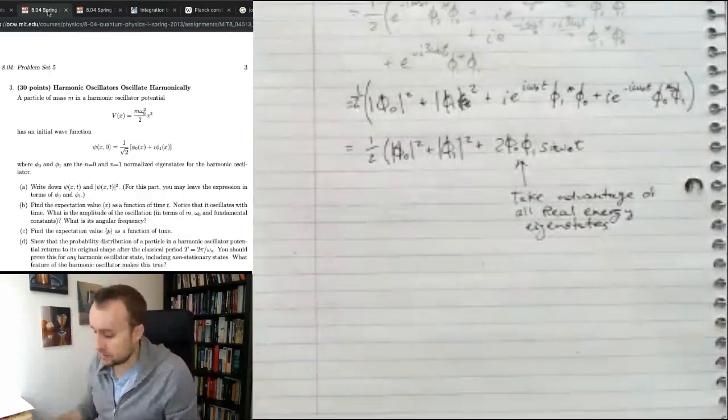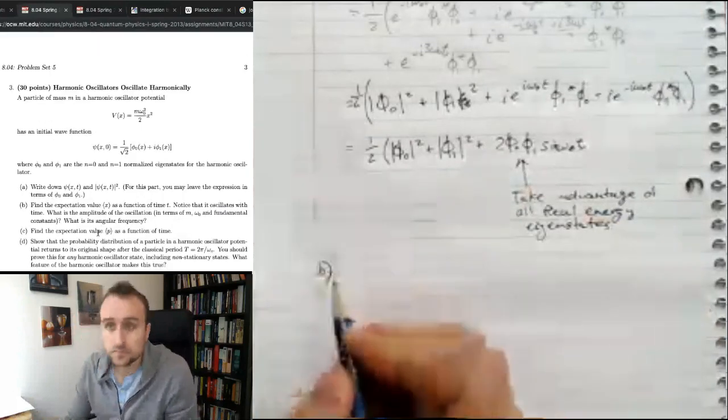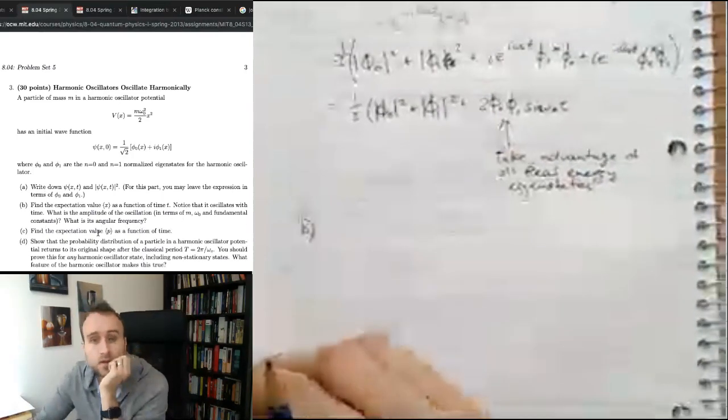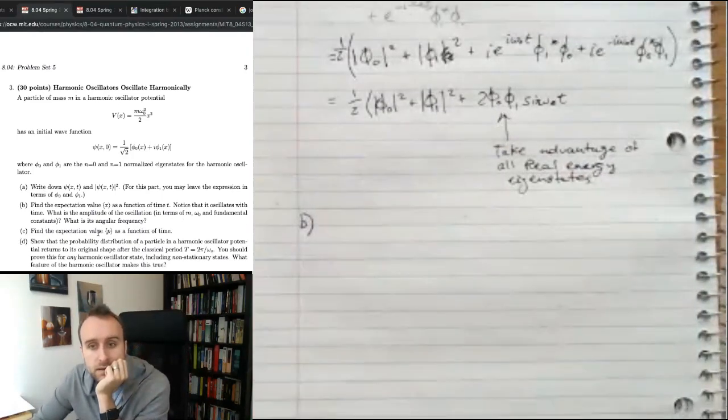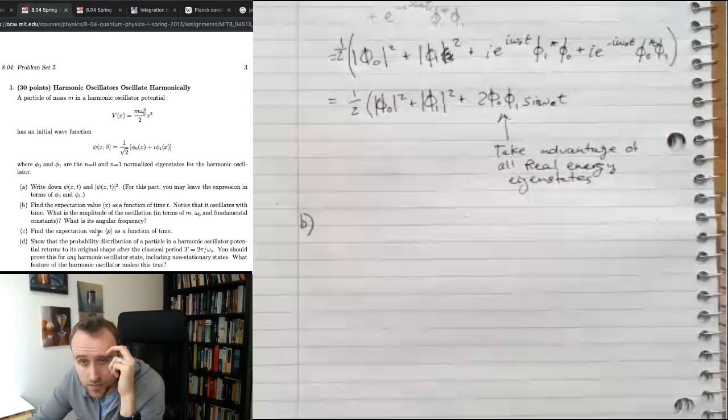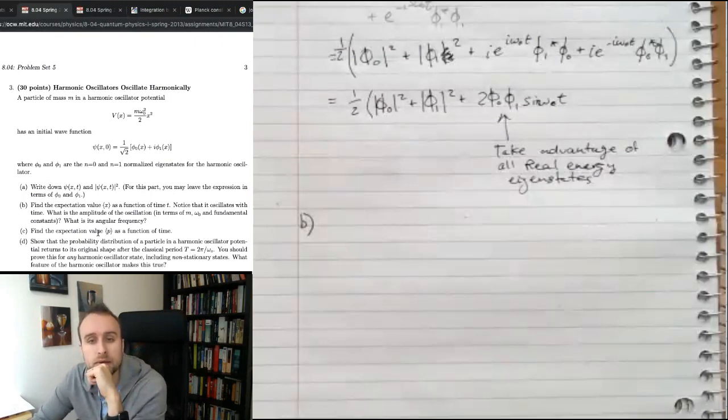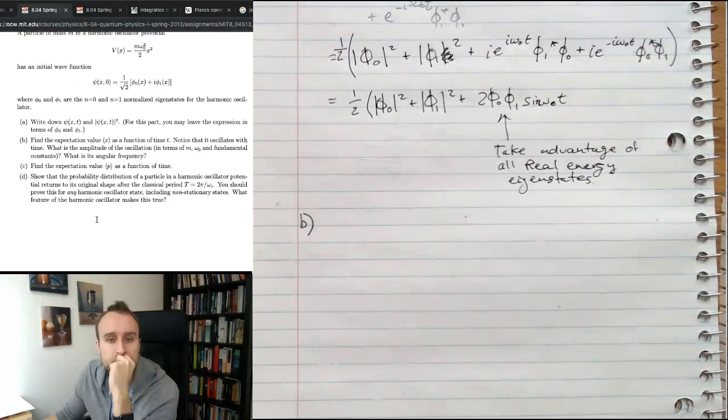All right, B. Find the expectation value of x as a function of time t. Notice that it oscillates with time. What is the amplitude of the oscillation in terms of m, maybe, and fundamental constants? What is its angular frequency? We have another problem, two parts here. Okay, there's only these four.